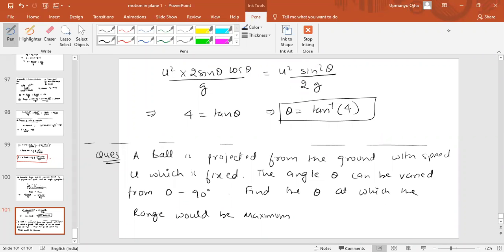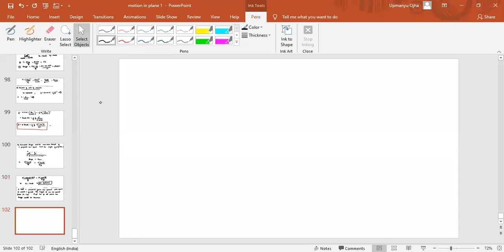Okay, so you prove, then I'll do this problem. Okay, fine. Then check it out whether it is correct or not.